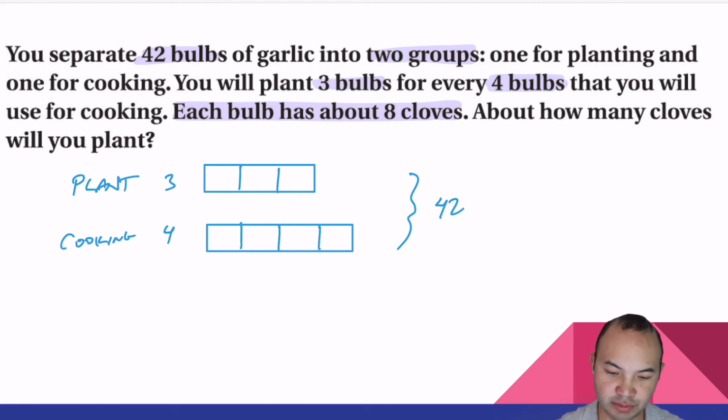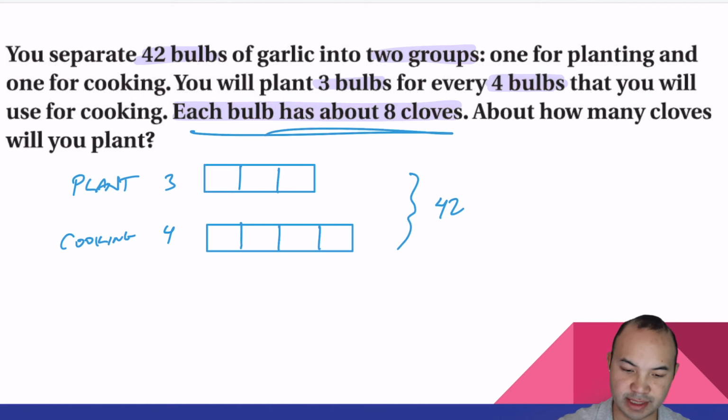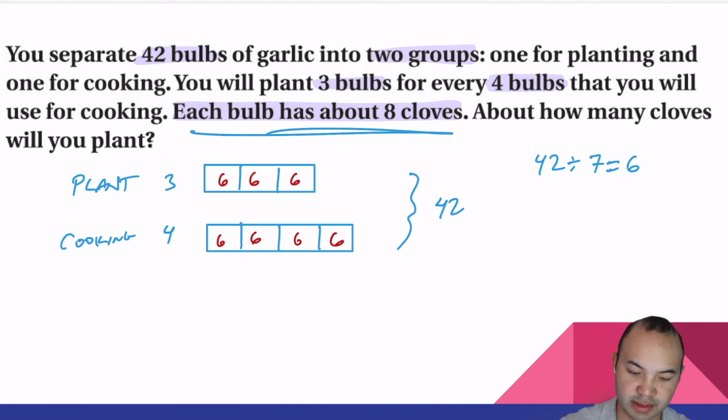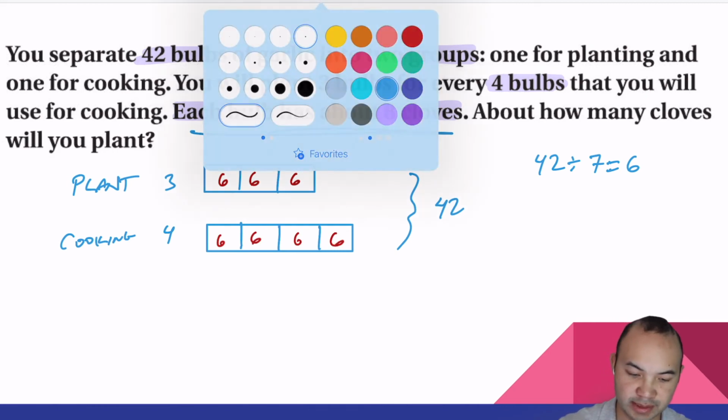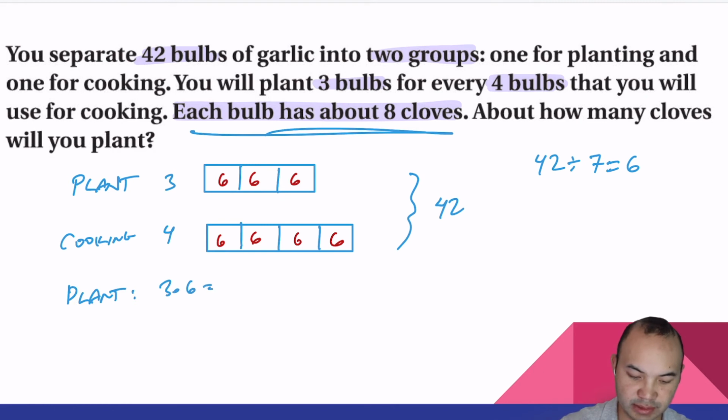Each bulb has about 8 cloves. How many cloves will you plant? So let's figure out how much each of the boxes are worth, right? So right now, this information, that's not going to be used yet. I want to know how many bulbs are you going to plant versus how many bulbs are you going to use for cooking, okay? So if we have 42, let's divide that by how many boxes we have. How many boxes do we have? 1, 2, 3, 4, 5, 6, 7. 42 divided by 7 is 6. So that means each of these boxes are worth 6. All right. So for planting, I have 3 times 6, so I have 18. So this is 18 bulbs.